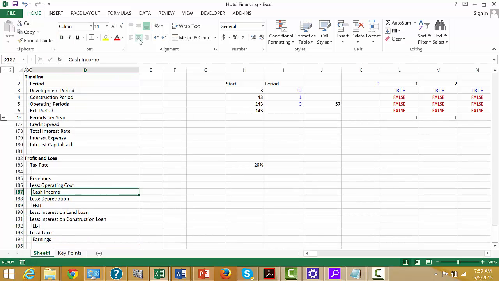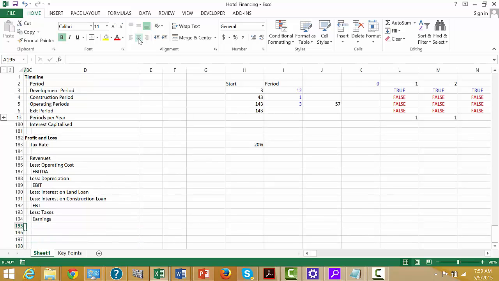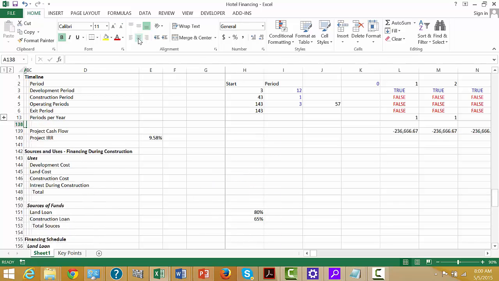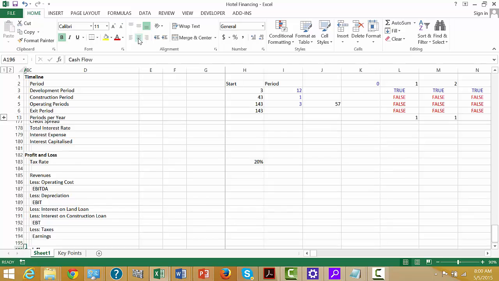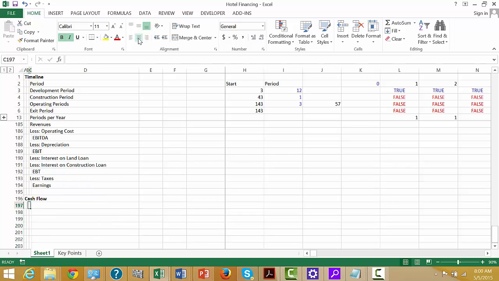This could be called EBITDA. That's what I would do. Earnings. Okay, not very complicated. The only calculation in this whole thing is simply the taxes. Okay, and finally then we can put cash flow. Notice what I'm doing is putting the cash flow in here before we make any calculations. And we can start with the EBITDA.